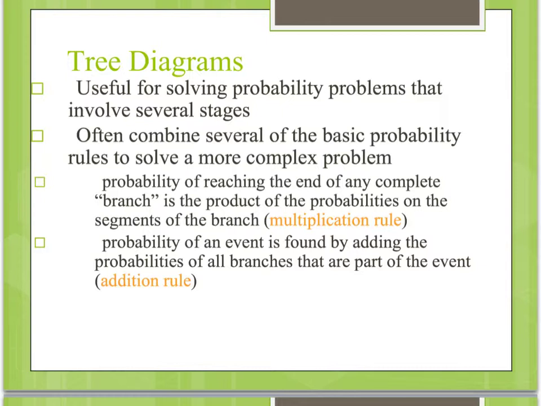Now, tree diagrams can be really helpful for solving probability problems that are in different stages. They combine a lot of the basic probability rules together. The probability of reaching the end of a complete branch, and I'll show you a tree diagram in a minute, is the product of the probabilities along the way, using the multiplication rule. The probability of an event is found by adding all the ends of branches that are part of the event. So we combine the multiplication and the addition rule. Let's look at an example to see how this happens.